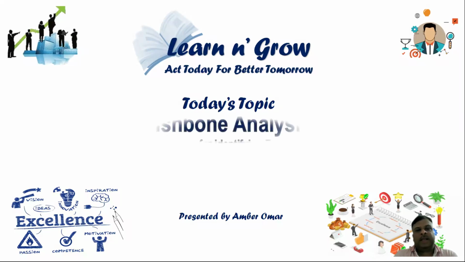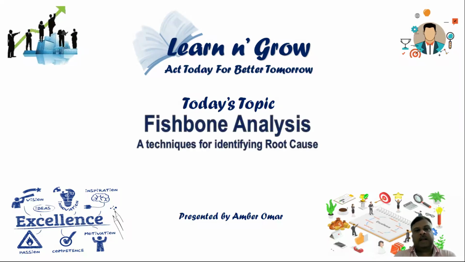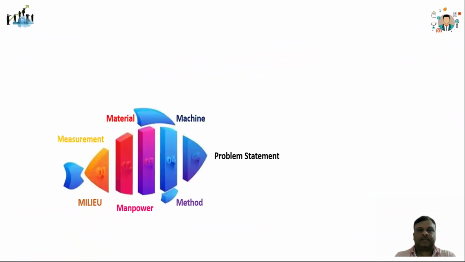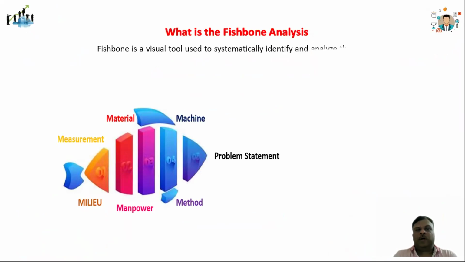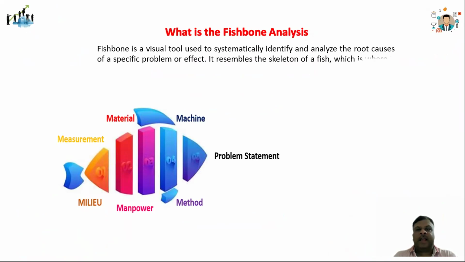Our today's topic is fishbone analysis, a technique for identifying root causes. What is fishbone analysis? Fishbone analysis is a visual tool used to systematically identify and analyze the root causes of a specific problem or effects. It resembles a skeleton of a fish, which is where it gets its name.